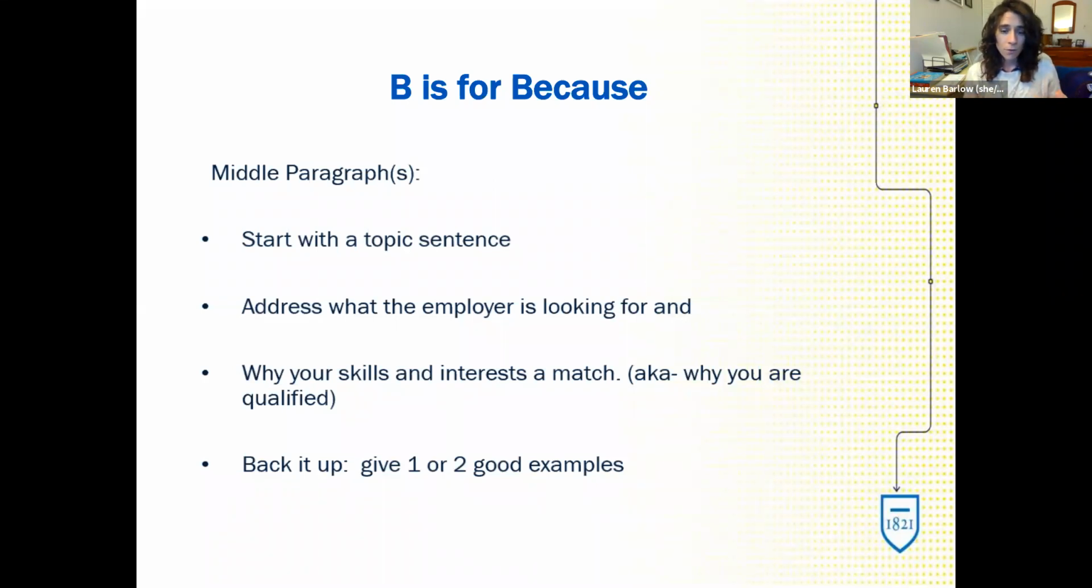A really great way to start off the middle paragraphs is to have a topic sentence in your second paragraph that captures either that paragraph or the one after it also. You want to address what the employer is looking for and why your skills and interests match. This is also known as why you're qualified. So again, in these middle paragraphs, you're restating what the employer is looking for and why you are the most qualified candidate to fill their needs. When you are explaining your qualifications, you do want to give examples of your work to back up what you're saying about why you're so qualified.